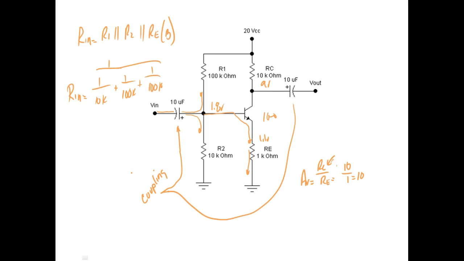The output resistance of the circuit would be this guy, and then we're going to connect this to a load. So right now, what we'll use is just a resistor. If we call this RL, then my output is developed right there. Then Rout or Zout would be equal to RC in parallel with RL, the load.